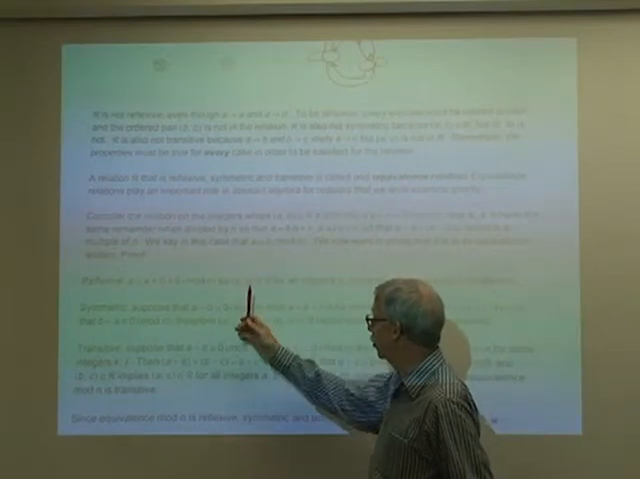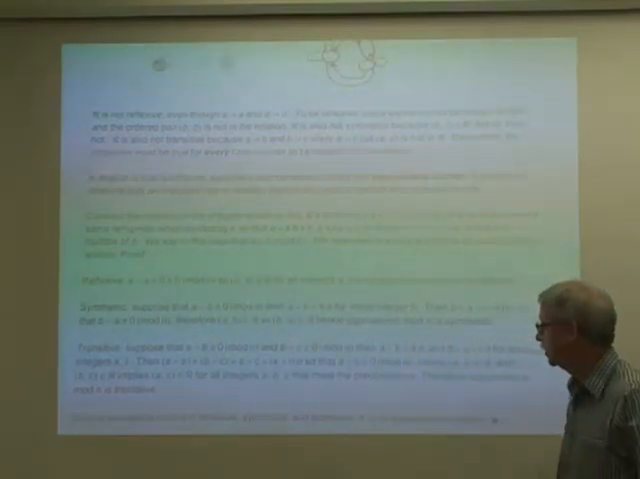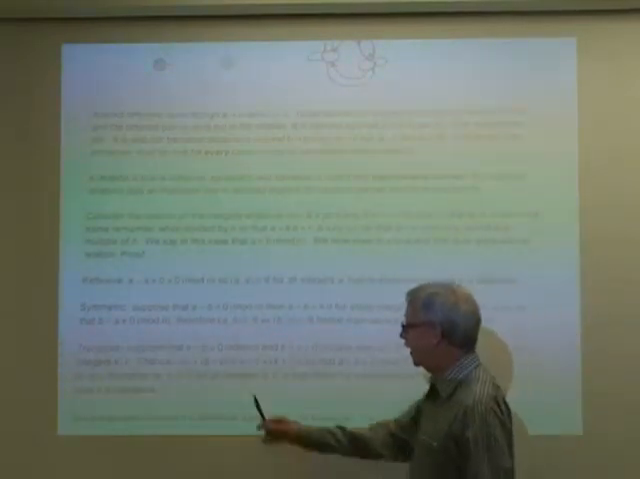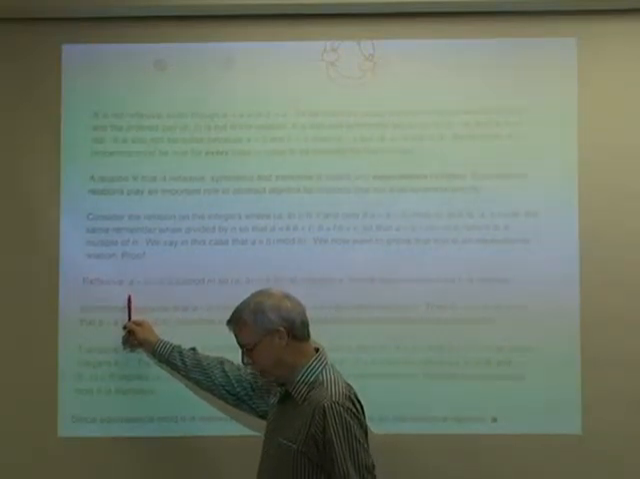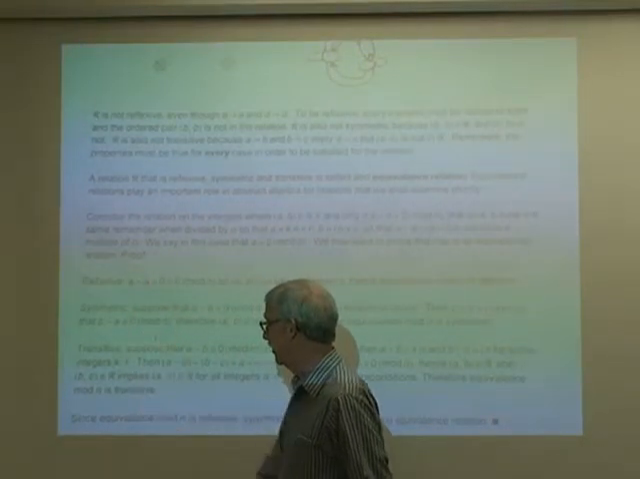Well, is a equivalent to itself? Well, a minus a is 0, right? And that's certainly congruent to 0 mod n, so every integer is congruent to itself mod n. Or the other way to think about it is a gives the same remainder when dividing by n as a does.